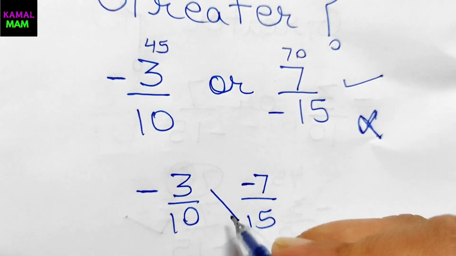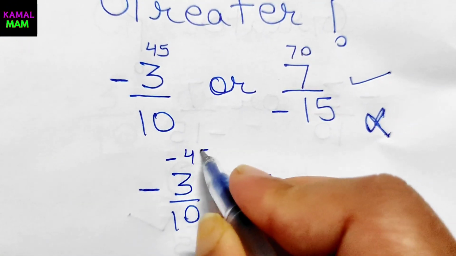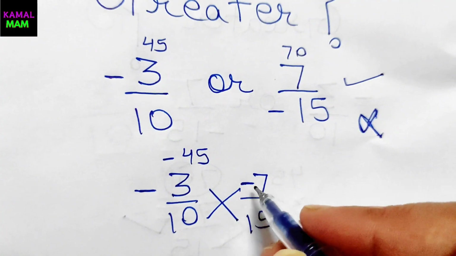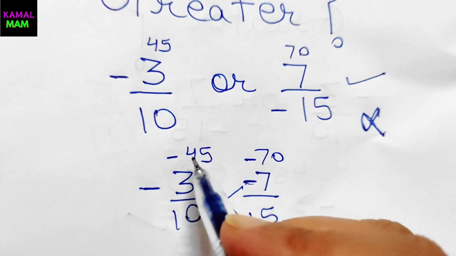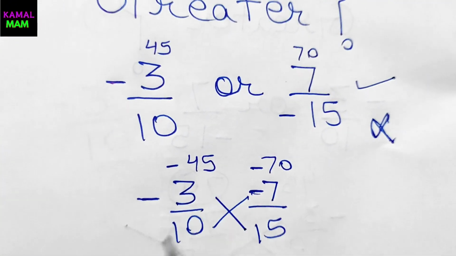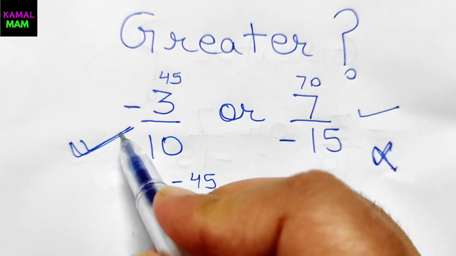Now cross multiply it. What we get? Negative 3 into 15 we get negative 45 here, and on the other side we get negative 7 into 10, we get negative 70. So now negative 45 is the greater one. It means this fraction is the greater one.